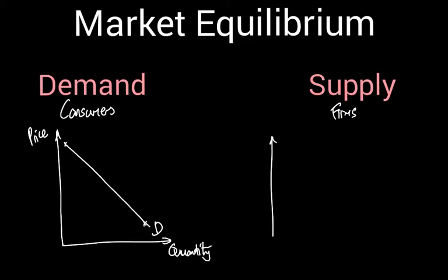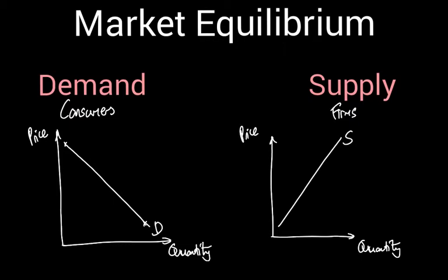At the same time, in a market, we have supply, and for supply, for the firms, the incentives are different. For firms, the incentives work the other way around. When the price is very low, firms can't make any profit, so they're going to produce very little. As the price rises, they can be more profitable, so they're going to choose to produce more, which means that the supply curve will be an upward sloping line like this.